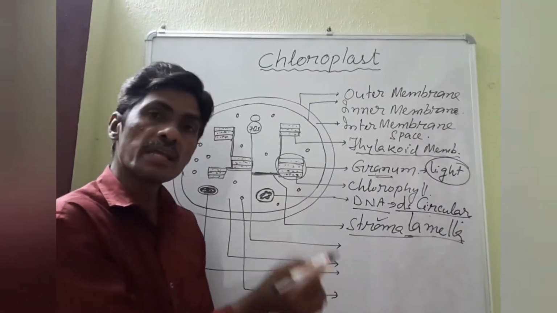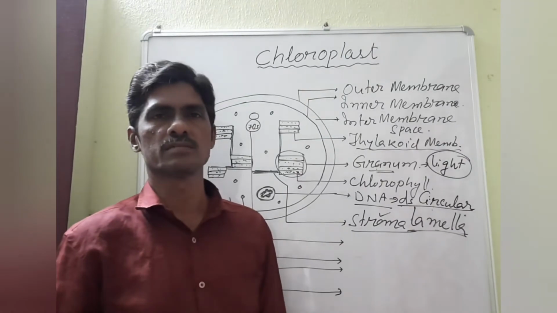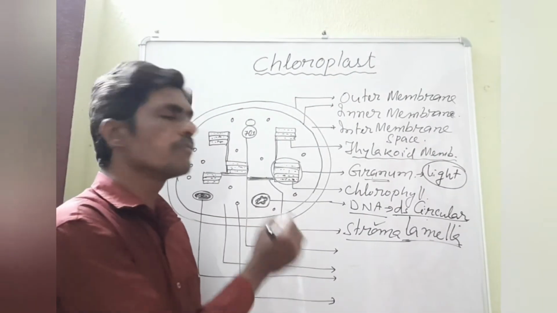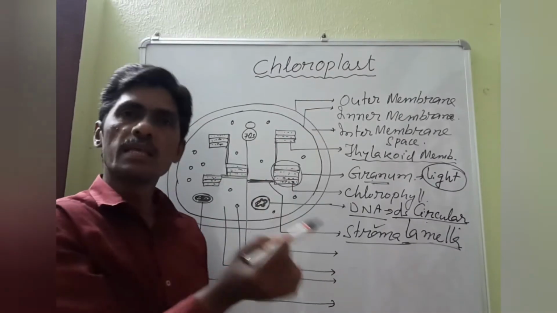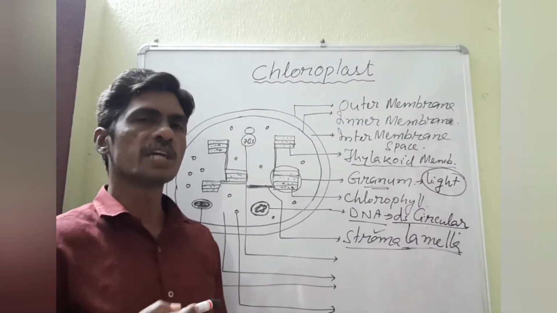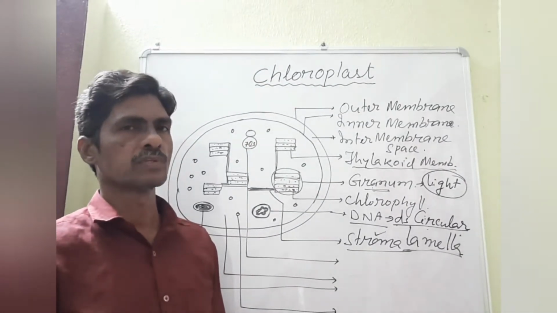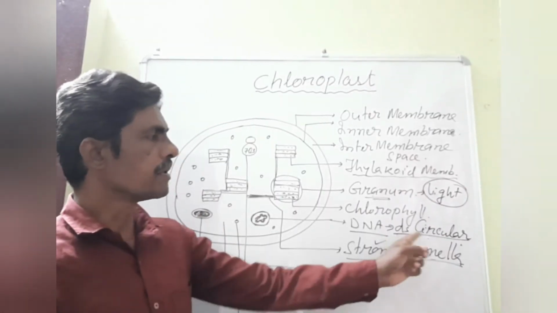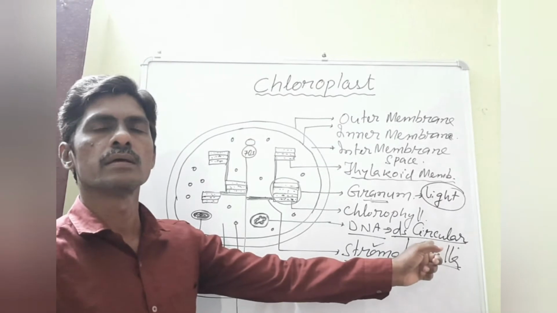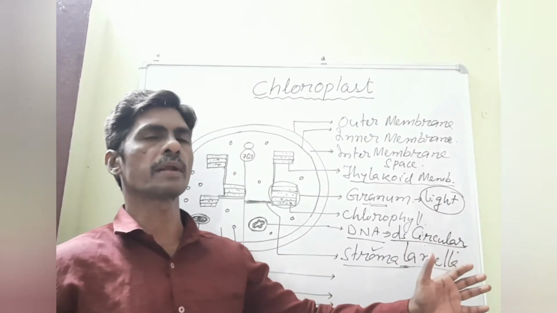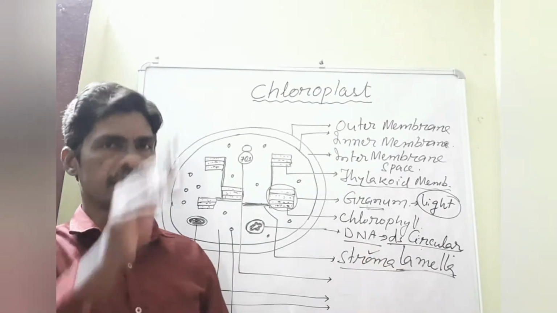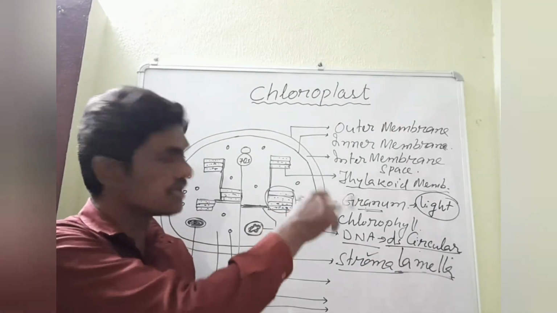This type of DNA is found in prokaryotic cells, meaning bacteria. So that's why the DNA present in chloroplast is called prokaryotic DNA. Prokaryotic DNA consists of double stranded circular DNA. In human beings or higher plants, the DNA is double stranded with a linear structure. Linear is plain, but here it is circular.